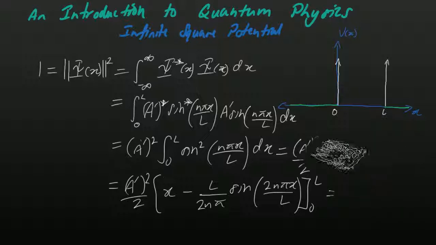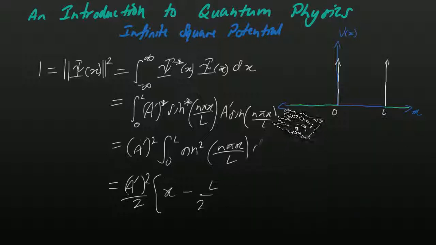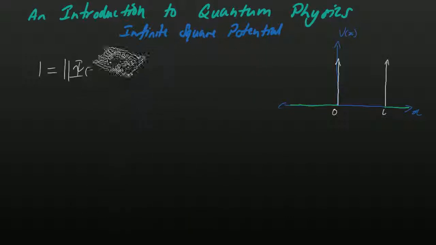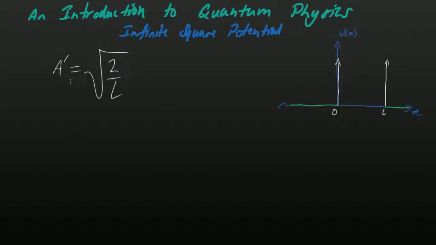I'll clear this with my giant duster for my blackboard. Alright, so what we found is that A prime equals the square root of 2 on L. And from that, we can say what our wave function equals inside the potential. It equals that. That's fantastic. It's a sine wave.